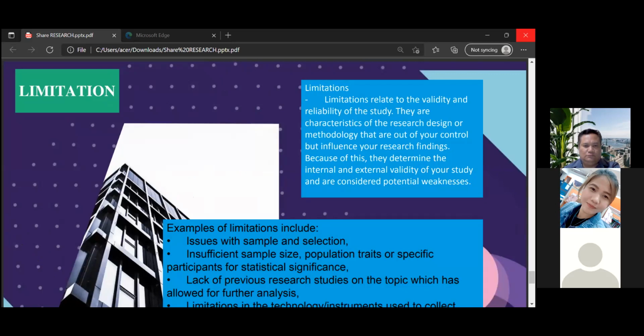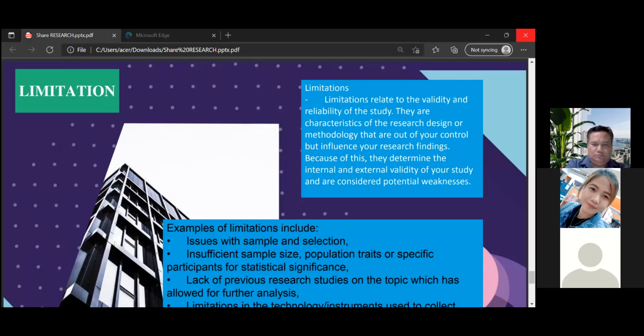And now the limitations. Limitations relate to the validity and reliability of the study. They are characteristics of the research design or methodology that are out of your control but influence your research findings. Because of this, they determine the internal and external validity of your study and are considered potential weaknesses. So in other words po, the limitations are what the researchers cannot do. Sabi nga po a while ago ni Sir Abante, it's outside of their control.